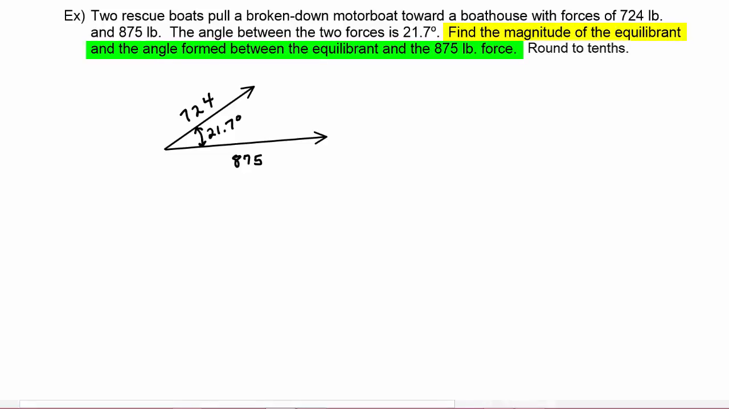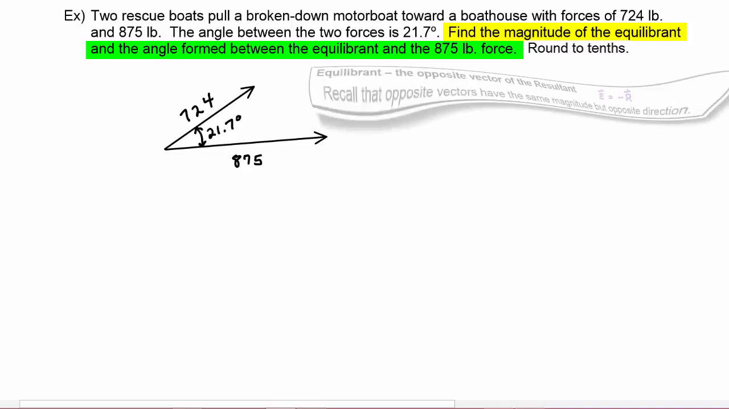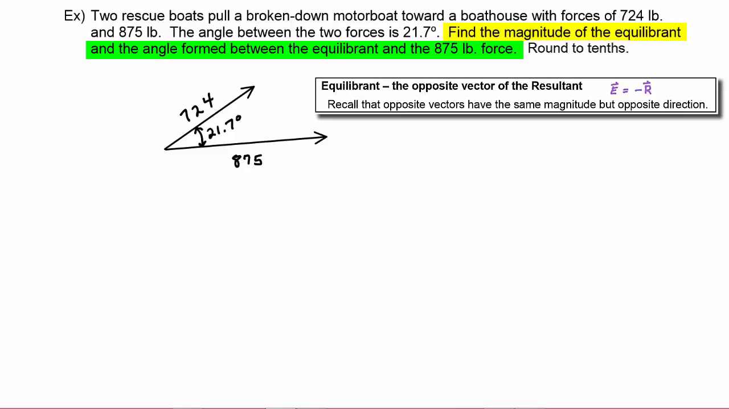We are being asked to find the magnitude of the equilibrant and the angle formed between the equilibrant and the 875-pound force. Remember that we just learned that the equilibrant is the opposite vector of the resultant. So we need to sum together these two vectors and find the resultant. Then we can draw in the equilibrant as the opposite vector of that resultant.